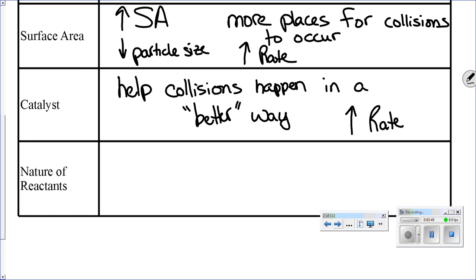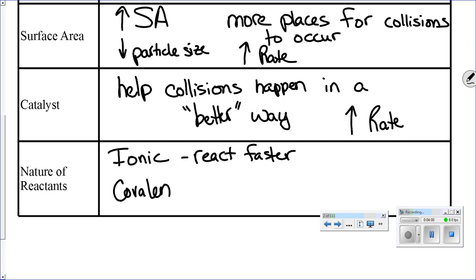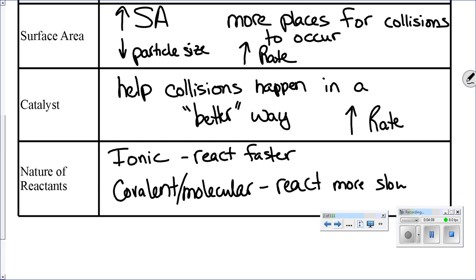What you need to know about nature of reactants is that obviously some things react faster than others. In general, ionic compounds react faster, and kind of organic or more covalently bonded molecular compounds react more slowly. And this will come into play in a few places. Just a general thing to keep in mind right now, ionic reactions tend to happen much more quickly. We've seen that a lot in lab.